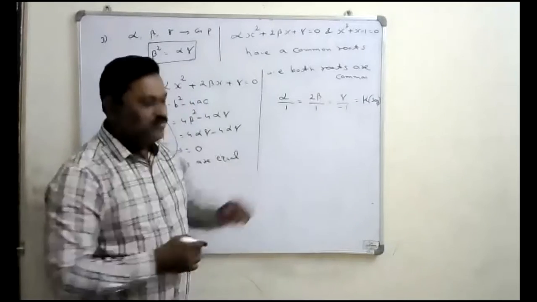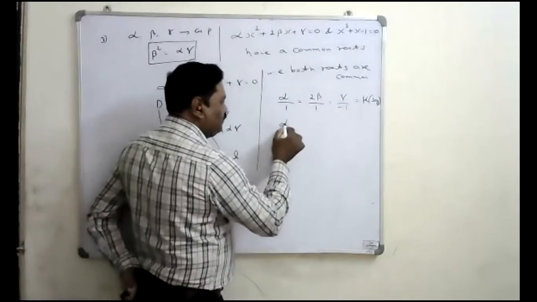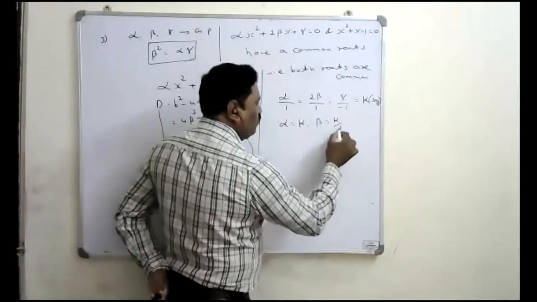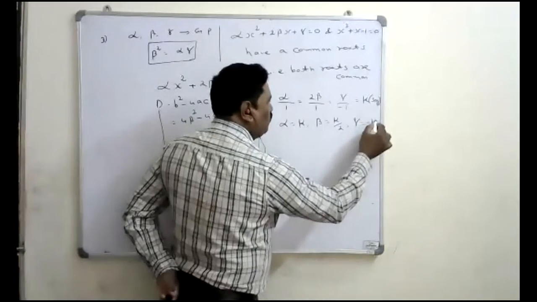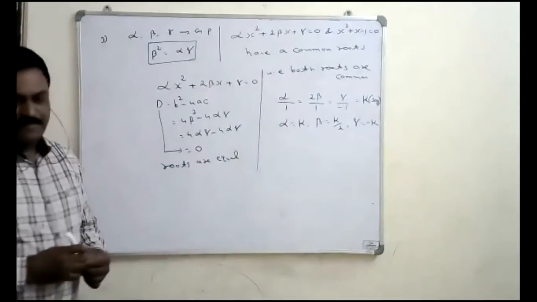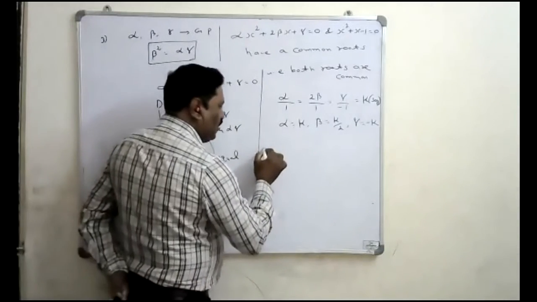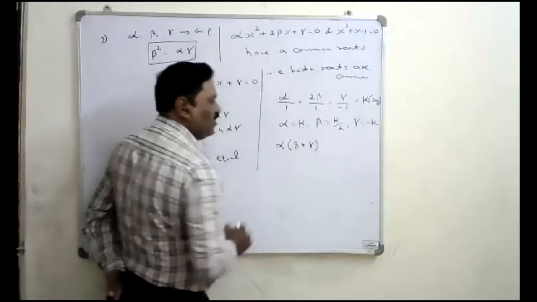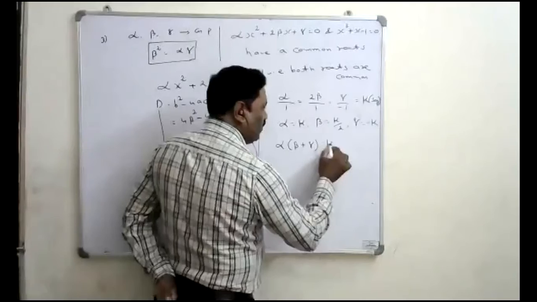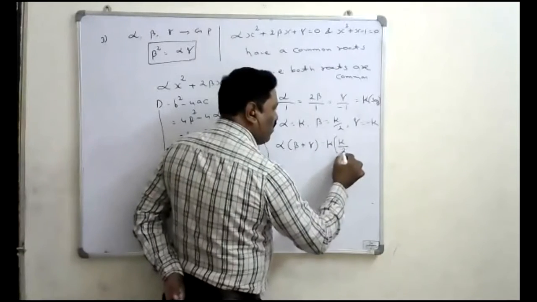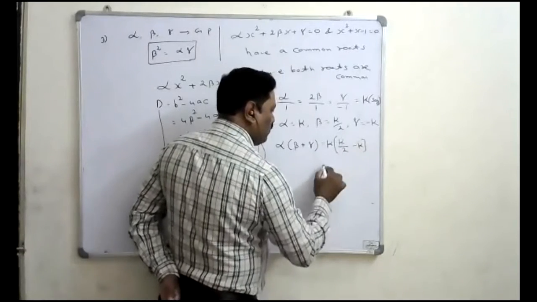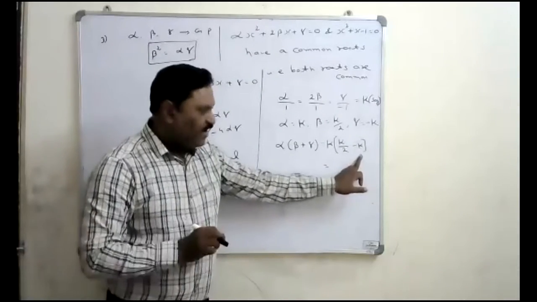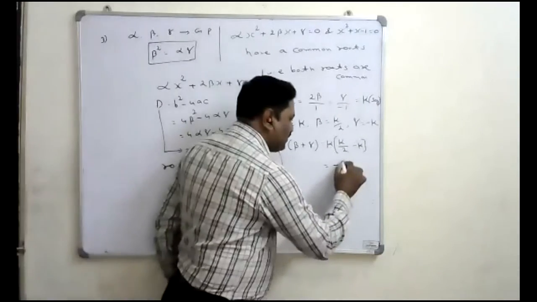Now equate the corresponding values. Therefore, what is the value of alpha? k. Beta is equal to k by 2. Gamma is equal to minus k. Now we have to find alpha into beta plus gamma. Where alpha is k, beta is k by 2, and gamma is minus k. That is k by 2 minus k, that is minus k by 2 into k, that is minus k square by 2.